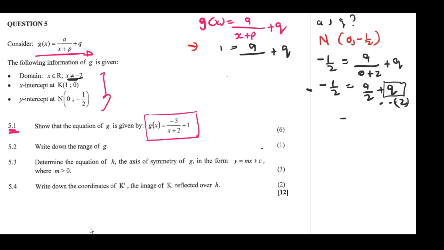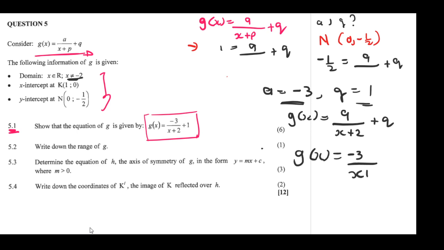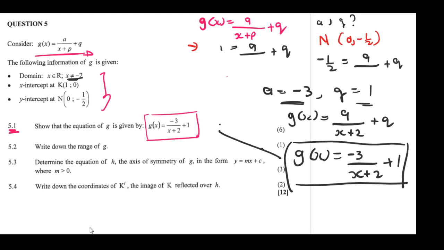So the equation of the hyperbola is as follows. My a value is equal to minus 3. My q is equal to 1, right? And my equation was actually equal to a over x plus 2, plus q. So to write down, including this a value and this q value, g of x is equal to my a value, which is minus 3, over x plus 2, plus 1. So I have proven that this g of x is definitely equal to this one here. So yeah, we're done with the 5.1.